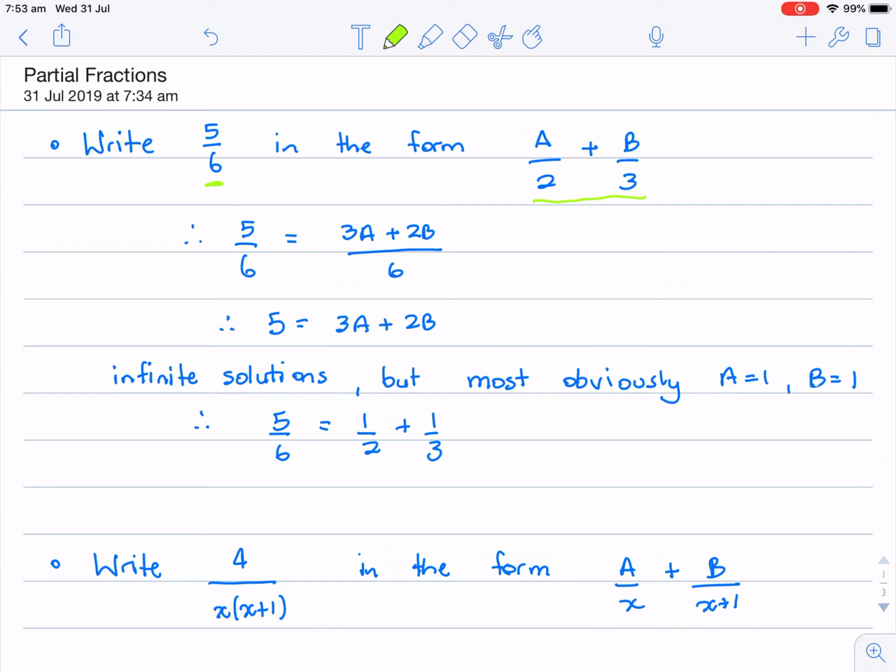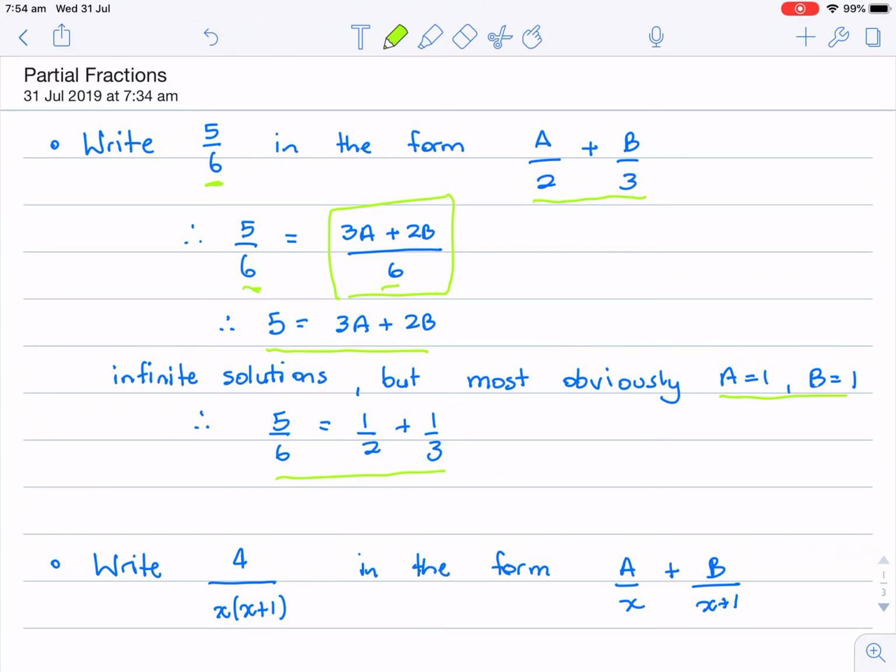So the idea here is, we just do our normal work with fractions and get the common denominator from a on 2 plus b on 3, and we get the 3a plus 2b on 6. Now, because I got my denominators the same, the numerators must be the same here, so that's where we get 5 is equal to 3a plus 2b. Now, when we look at this, we can see that there's an infinite number of solutions to 3a plus 2b. But an obvious one is a is equal to 1 and b is equal to 1. So 5/6 equals 1/2 plus 1/3. So we could break this up a number of ways.